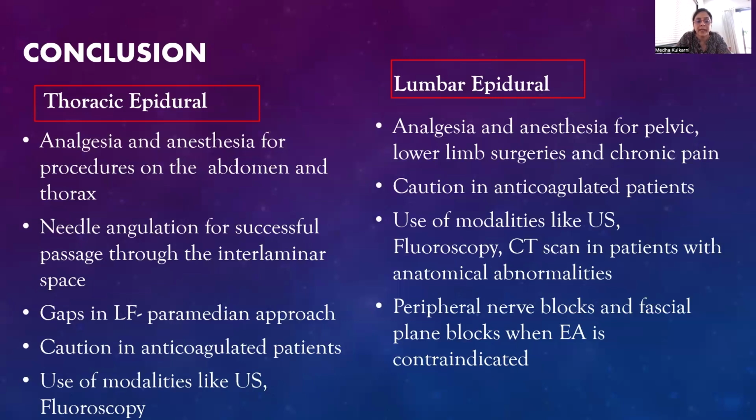Caution has to be exercised in anticoagulated patients for both lumbar and thoracic epidurals, and modalities like ultrasound and fluoroscopy should be advocated and used freely to increase precision. Similarly, in case of lumbar epidural, whenever epidural anesthesia is contraindicated, please go for peripheral nerve blocks and fascial plane blocks for all the lower limb and abdominal procedures. And caution, of course, has to be employed in anticoagulated patients.